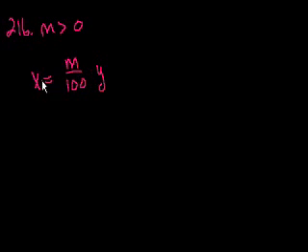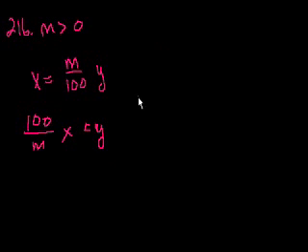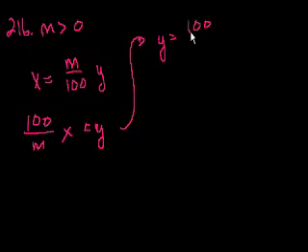Okay, so let's multiply both sides of this by 100 over m. So you get 100 over m x, and 100 over m times m over 100 is just 1, is equal to y. Let me switch the order just so it makes a little bit more sense. Y is equal to 100 over m times x.